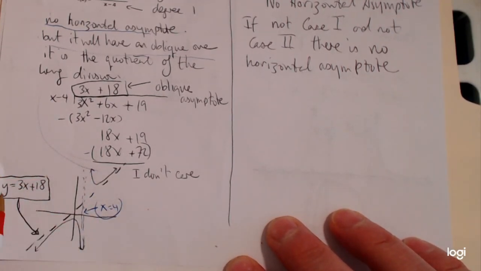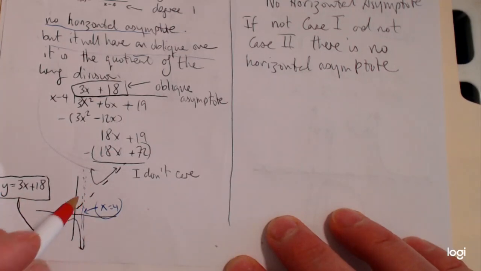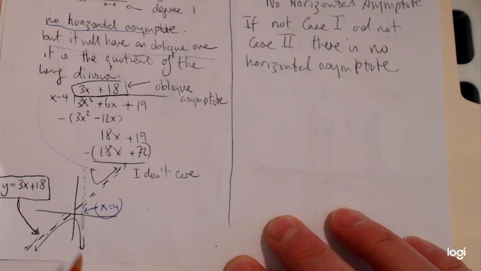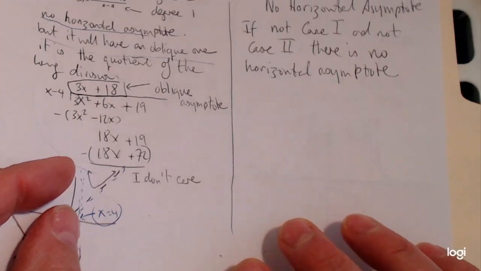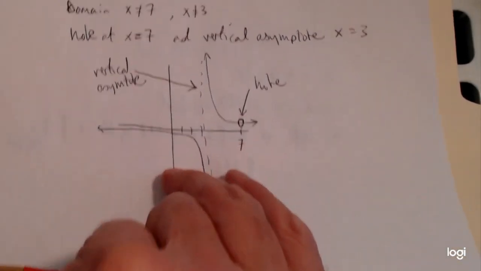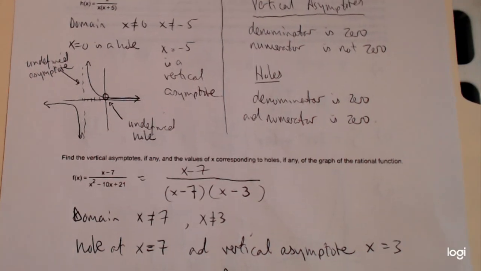And here's my y equals 3x plus 18. And you'll notice that the graph, as it goes to infinity and negative infinity, is heading towards this line. All right. Okay, so now we're going to turn it up a little bit, make it a little bit more complicated.